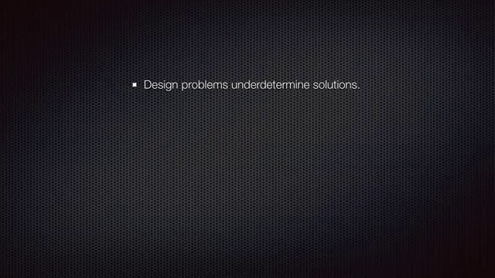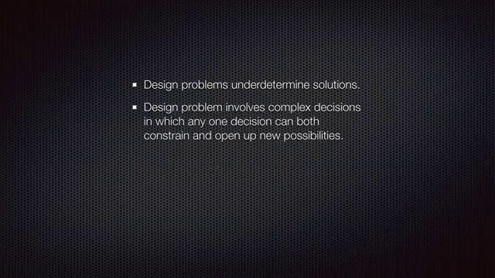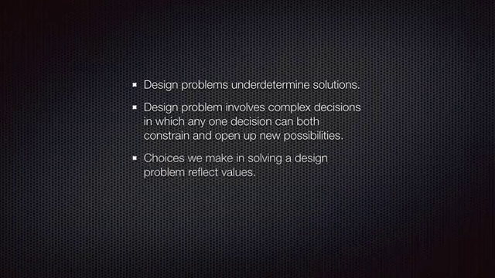So to summarize, design problems underdetermine solutions. When we're given a design problem, there isn't any one given solution. Design problems involve complex decisions in which any one decision can both constrain and open up new possibilities. So when we make one choice, and those choices right from the beginning, as the reading wants to emphasize, are ethical decisions. The minute I make one choice that leads me down a road which can increase possibilities or also constrain possibilities, it's still an ethical choice.